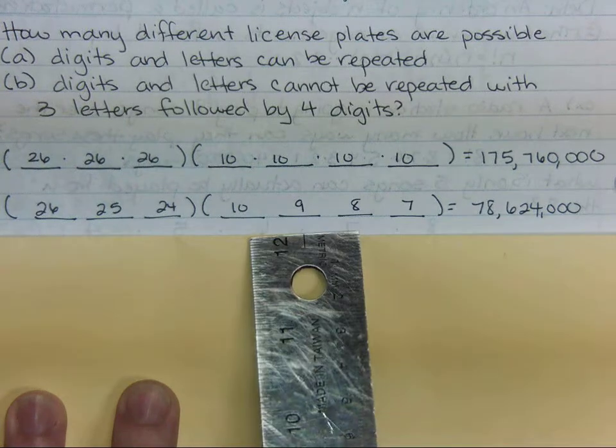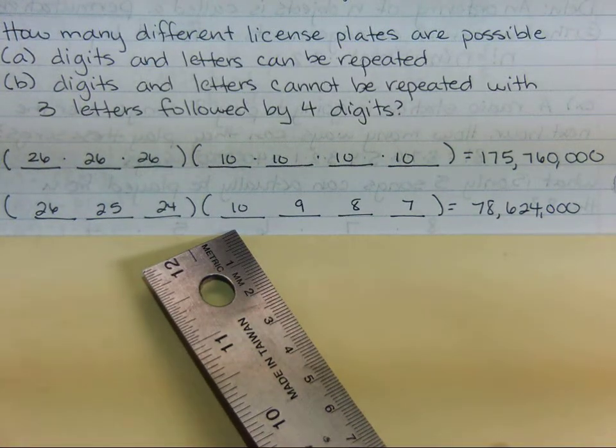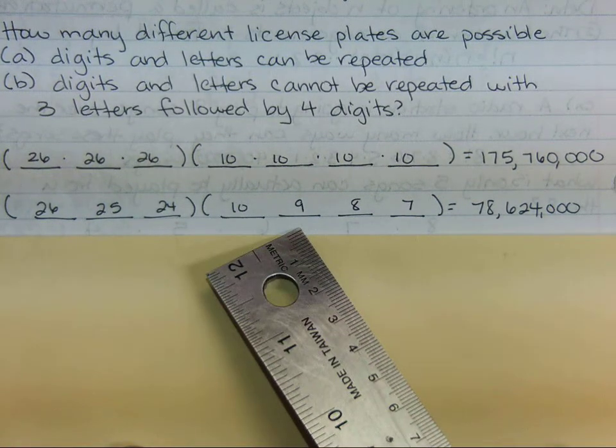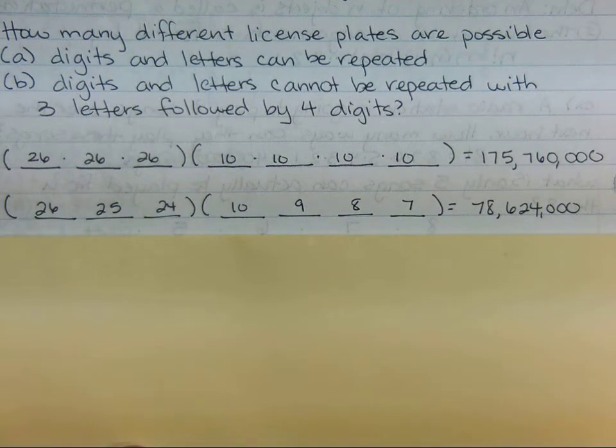Same thing with our digits. If I can have the option of all 10 first, then I only have 9 and then 8 and then 7 left, which gives me a little bit over 78 million options.